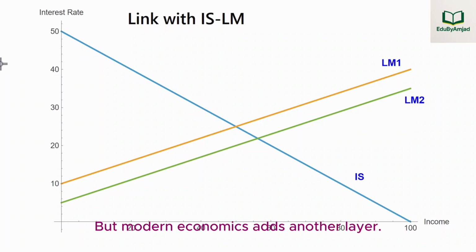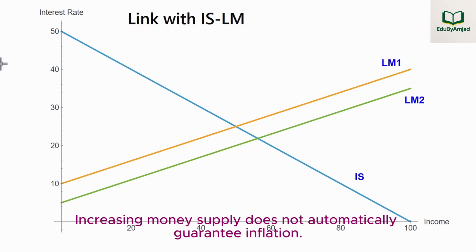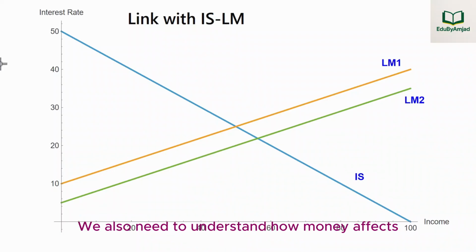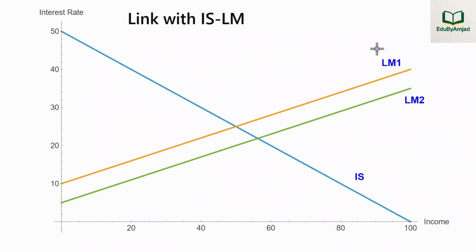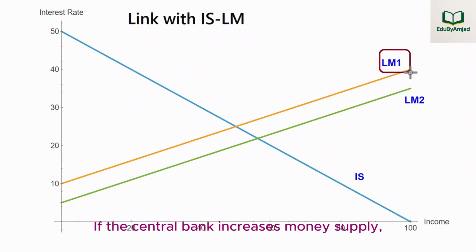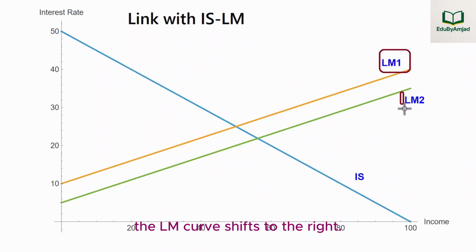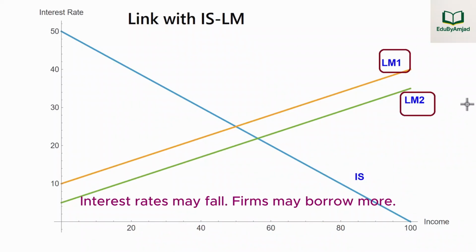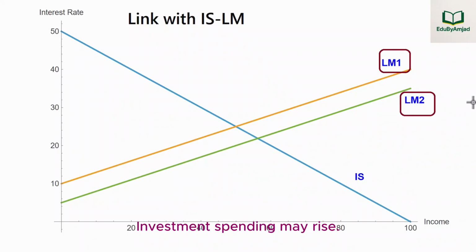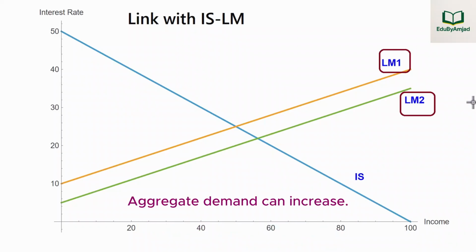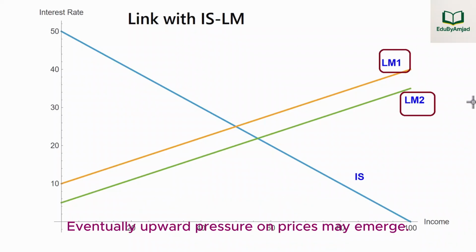But modern economics adds another layer. Increasing money supply does not automatically guarantee inflation. We also need to understand how money affects interest rates and spending decisions. If the central bank increases money supply, the LM curve shifts to the right. Interest rates may fall. Firms may borrow more. Investment spending may rise. Aggregate demand can increase. Eventually, upward pressure on prices may emerge.